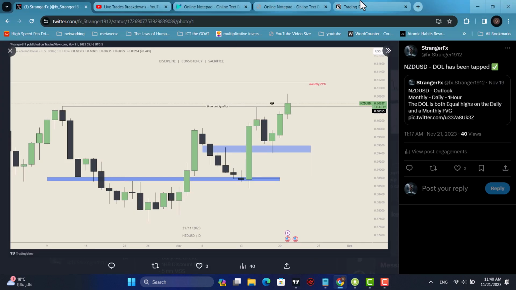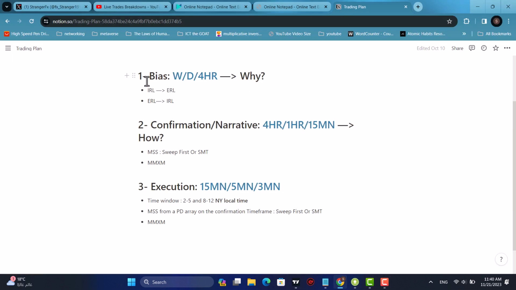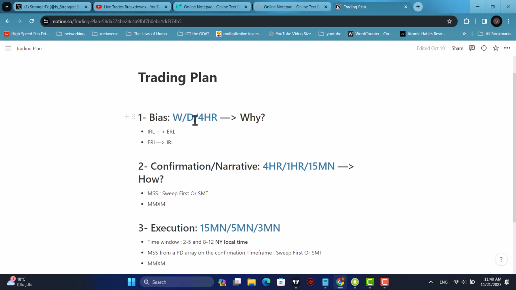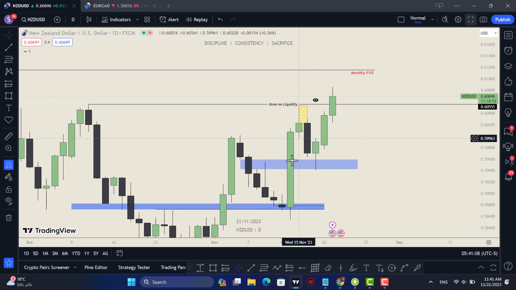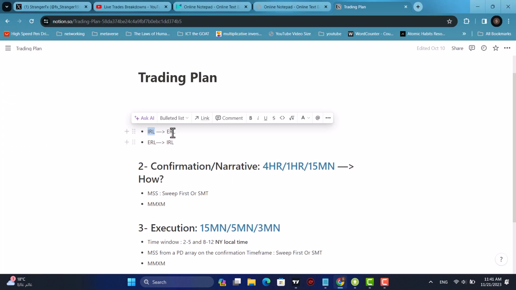So here you go. As you can see, for the buys, we're going to use weekly, daily, or 4 hour. And we want to see an internal range liquidity to external range liquidity, or the opposite. In our case, we have internal range liquidity to external, so fair value gap to a high. So fair value gap, internal to external. And we have that checked, right? So the bias is clear, and that's it.